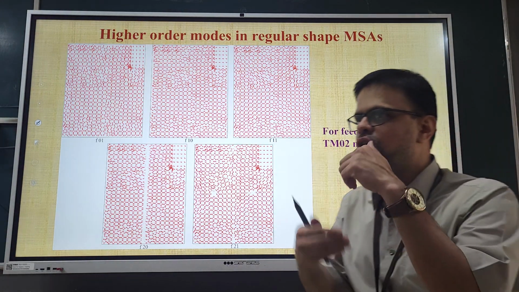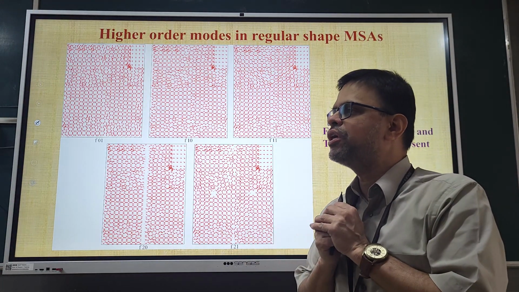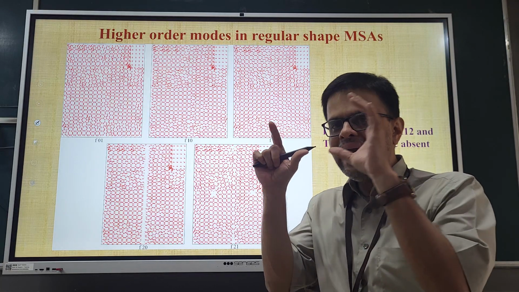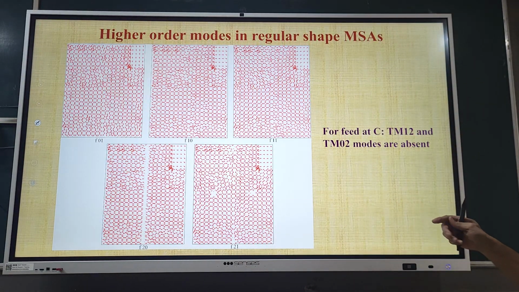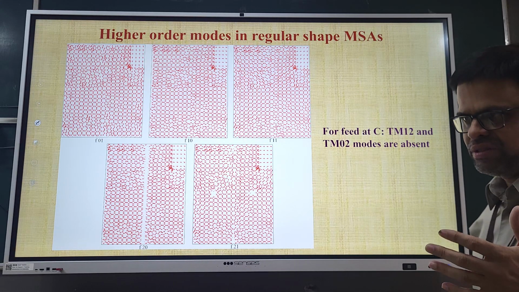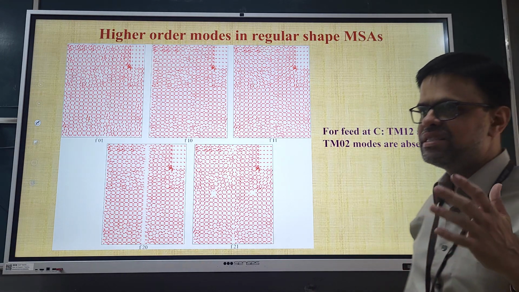So all these mode combinations will come into picture, and whenever you do any kind of modification in the structure, the interspacing between these modes changes, and that yields a desired response.